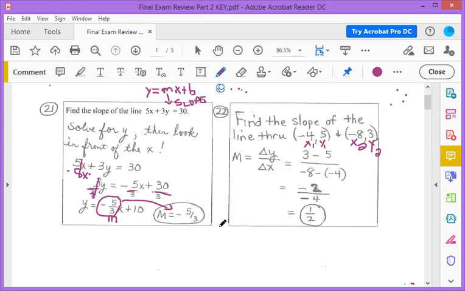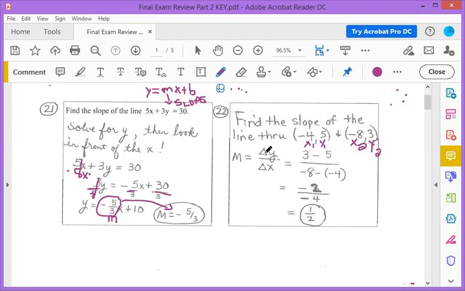Now looking at number 22, we're finding the slope of the line that passes through these two ordered pairs, these 2 points, negative 4, 5 and negative 8, 3. First, we labeled our x and y coordinates for the points. For the first point we labeled x sub 1, y sub 1, and the second point x sub 2, y sub 2. To get the slope when you have 2 points, you take the difference in the y terms divided by the difference in the x terms.